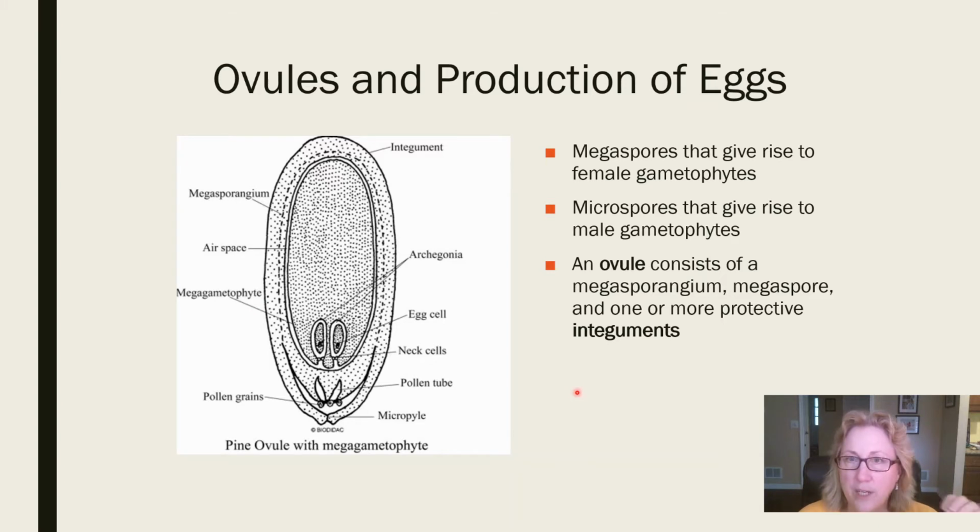So we call these spores, based on what they're going to produce, either megaspores or microspores. Mega means big, so that lets you know right away that the female gametophyte spore is going to be big. Megaspores produce a female gametophyte, which is going to give rise to the egg and ultimately the seed. And that all happens within the ovule. So the megaspore is going to produce ultimately the egg.